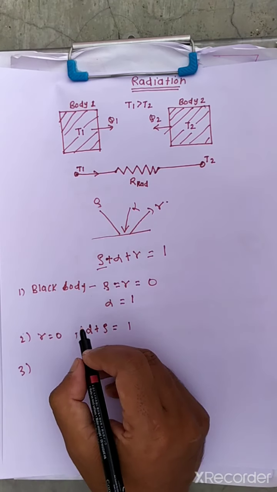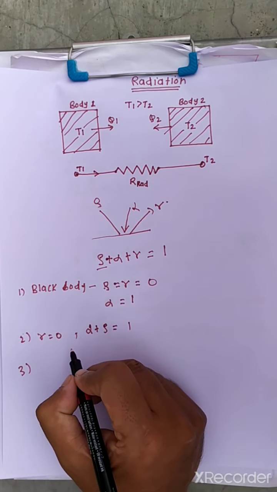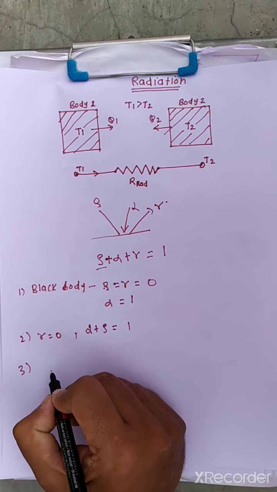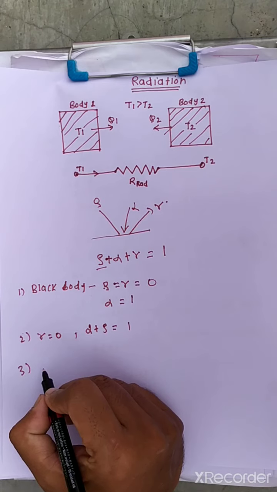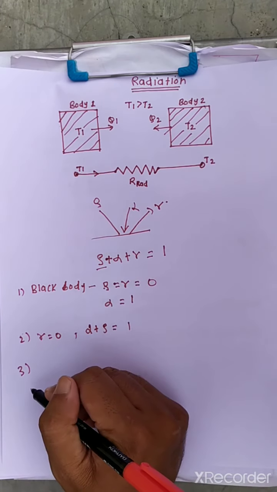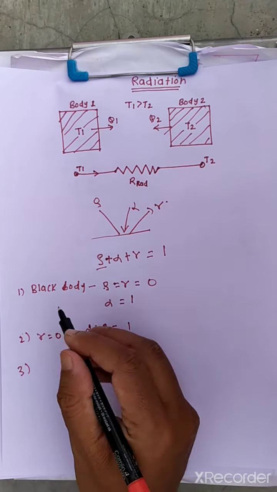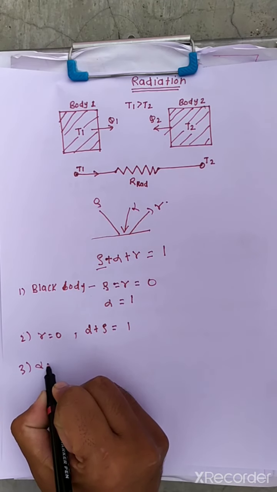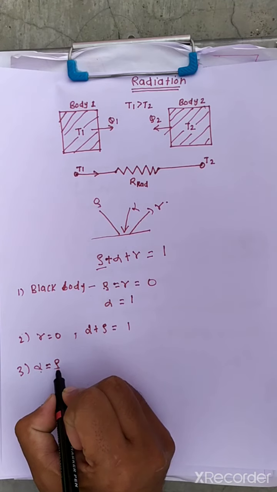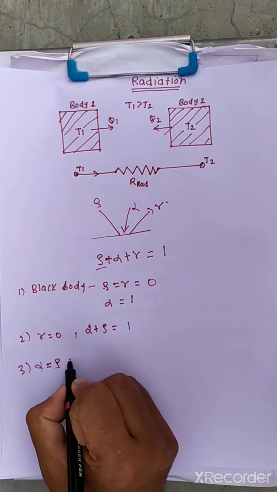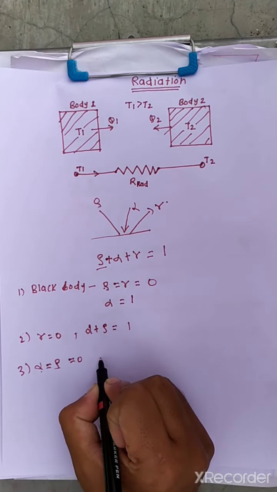The third case is certain materials like gases and glass, where the entire radiant energy falling on them is transmitted. In this case, absorptivity alpha and reflectivity rho are 0 and transmittivity is equal to 1.